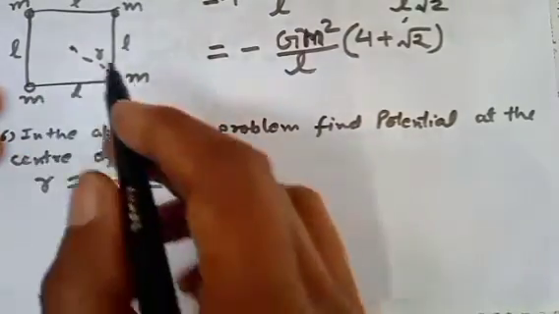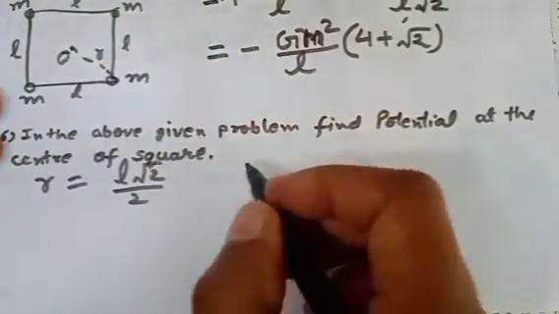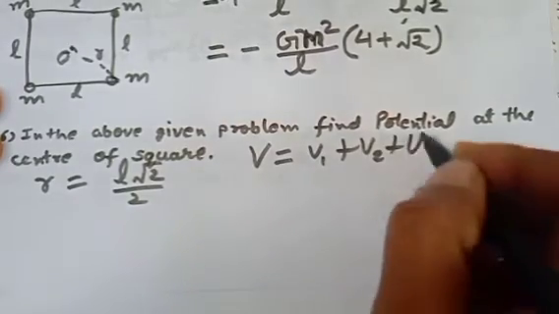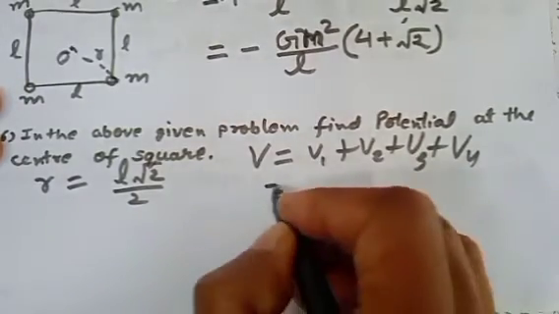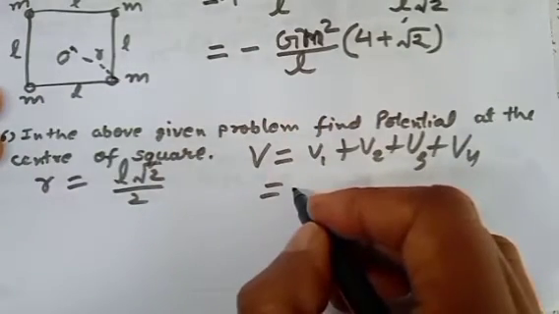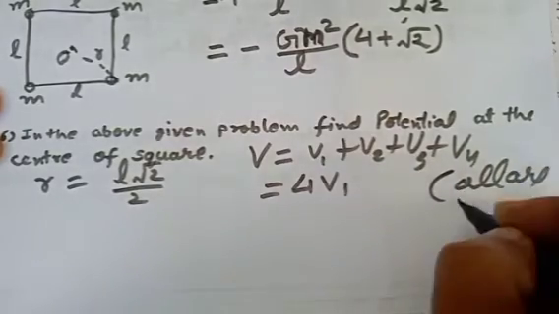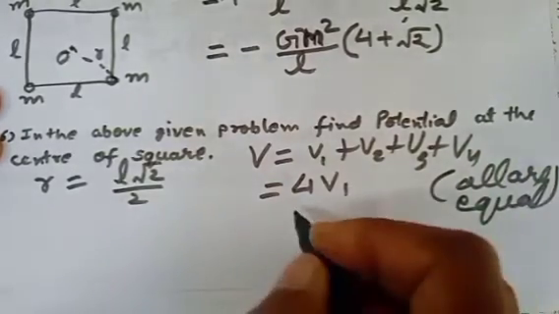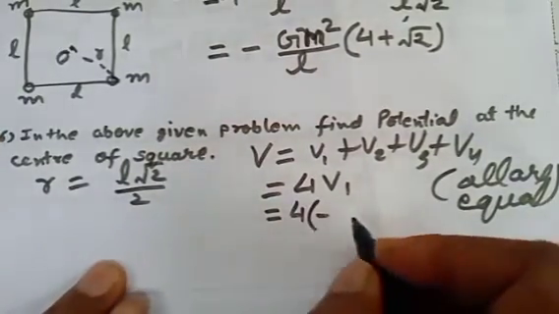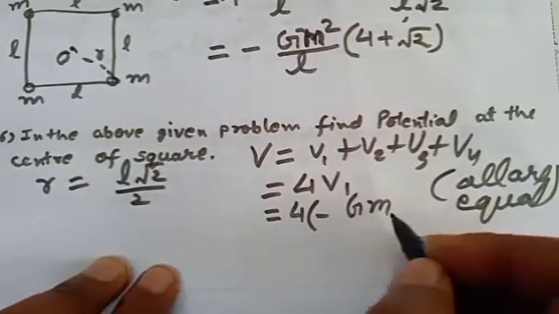Now at the centre there are 4 particles and the potential due to all of them will be found at the centre. So it will be the algebraic sum. So V equal to V1 plus V2 plus V3 plus V4. Actually all of them are equal, so we can say 4V1. So it will be 4 into minus GM, the same will come, the potential is GM upon r, that is the formula.